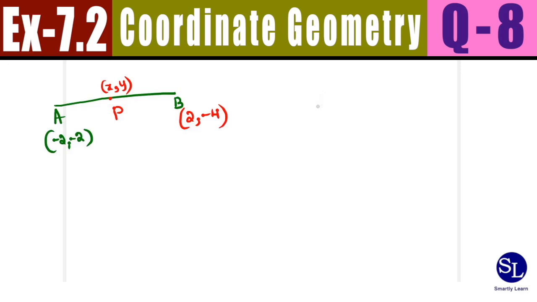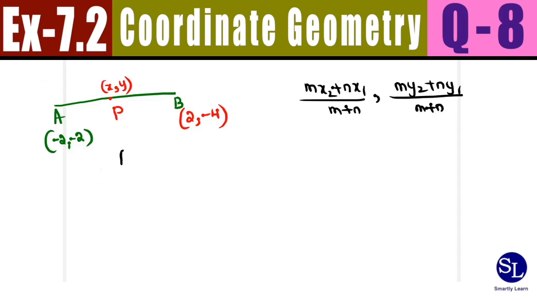Let's write the section formula once before we start to solve it. So this is (mx2 plus nx1) divided by (m plus n), (my2 plus ny1) divided by (m plus n). Now you know that AP is given to be 3/7 of AB. So when we write the ratios, we usually write it as AP is to PB, not as AB. So in this case, if AP is 3 units and the total AB is 7 units, then PB is going to be 4 units. So now the ratio is not 3:7, however 3:4.